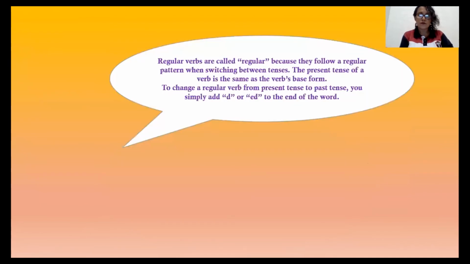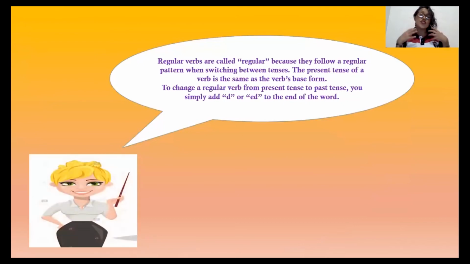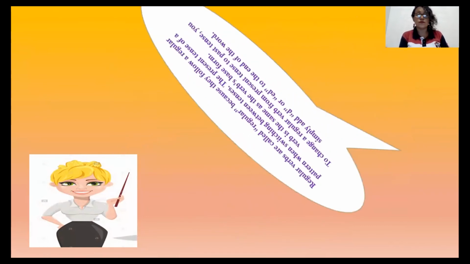So let's practice the regular verbs. What are the regular verbs? These regular verbs are called this because they follow the same pattern in the base form and in the past form, okay? So what is the only thing that changes? You are going to add a d or ed at the end of the verb. So let's see some examples.